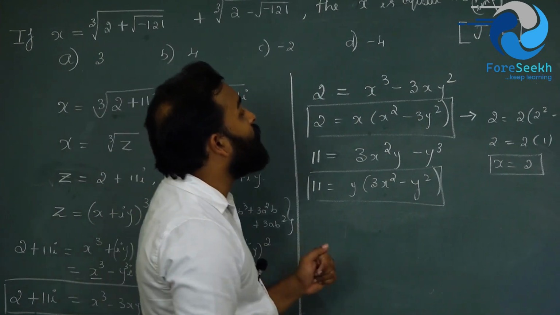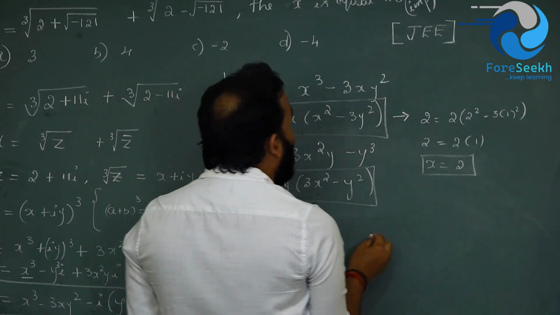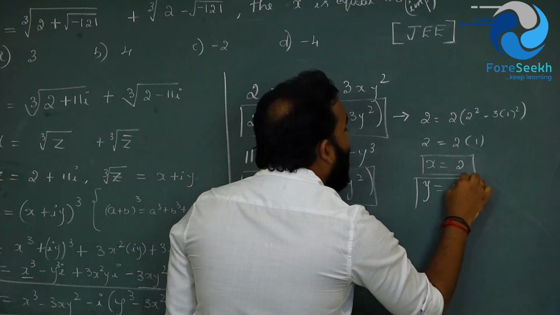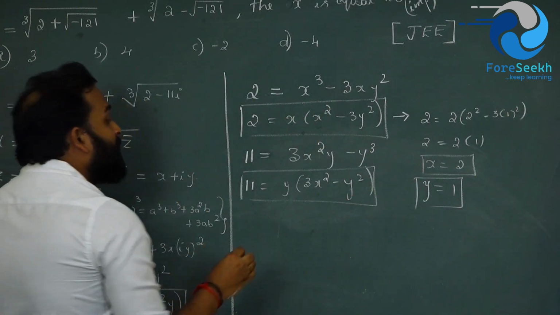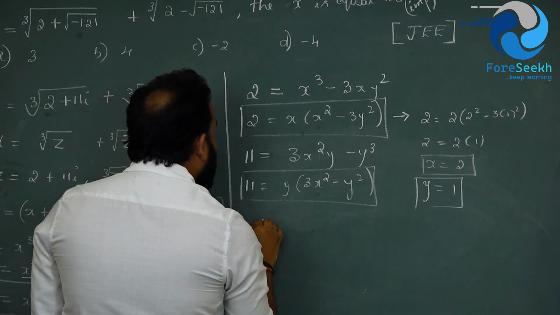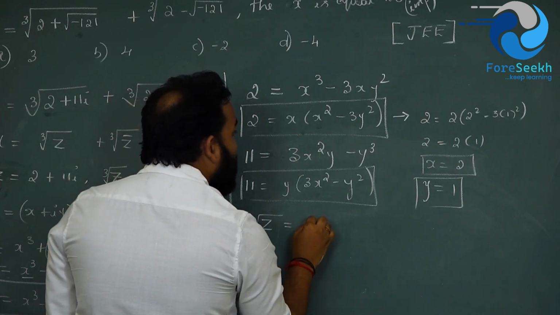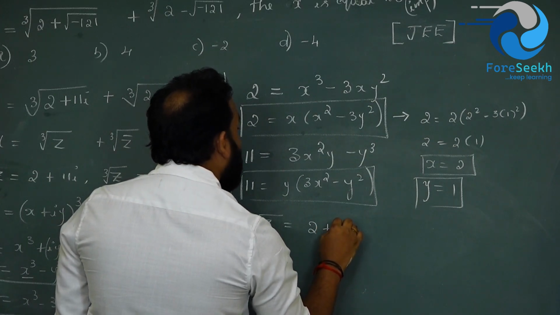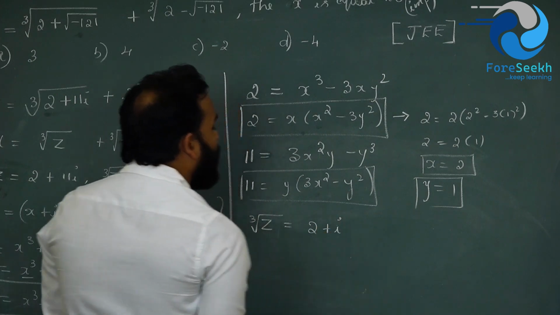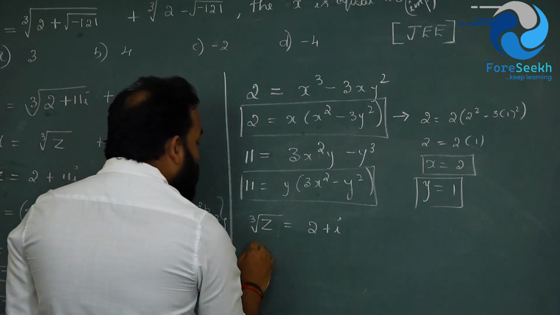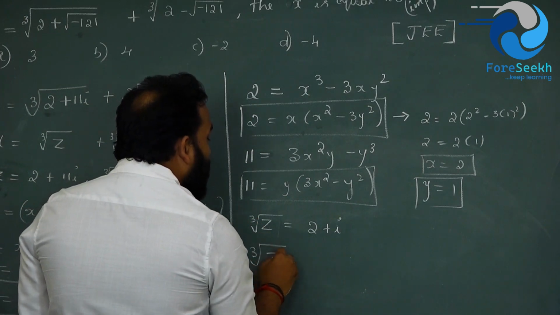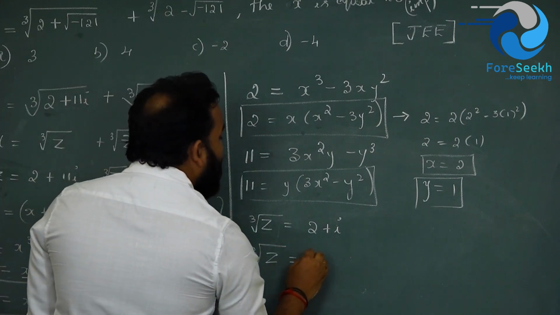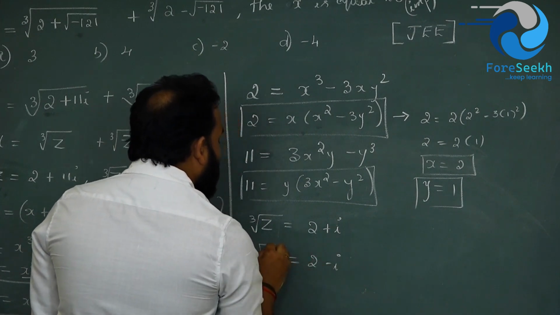When x is 2, what is y? It is easy to substitute here and get the value of y, because we have already taken a trial and error value which is 2 and 1. So we can easily write cube root of z as 2 plus i. And if you notice, we have cube root of z. What is cube root of z bar? We got x plus iy. What is x minus iy, children? It is 2 minus i. This is cube root of z.